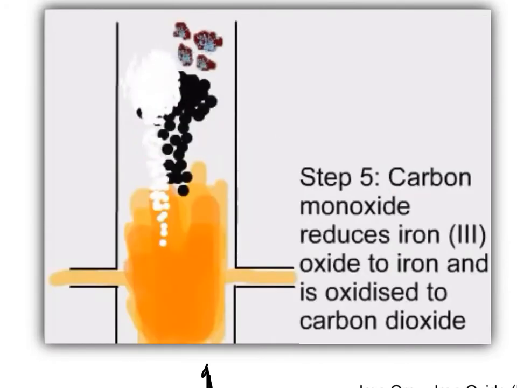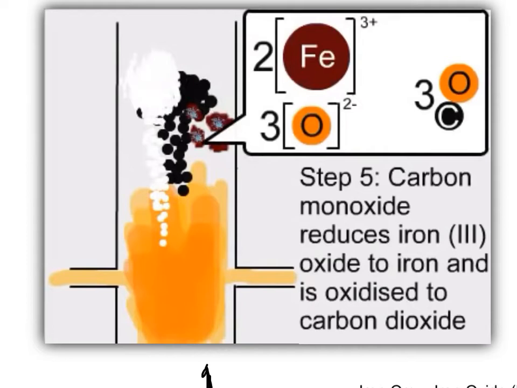So here is step 5, which involves the carbon monoxide that we just made in step 4. Here's carbon monoxide. We need 3 molecules of this to reduce our iron oxide. Iron oxide is Fe2O3, so 2 iron ions covalently bonded to 3 oxide ions, and a chemical reaction occurs where the carbon monoxide reduces this to iron and produces carbon dioxide.